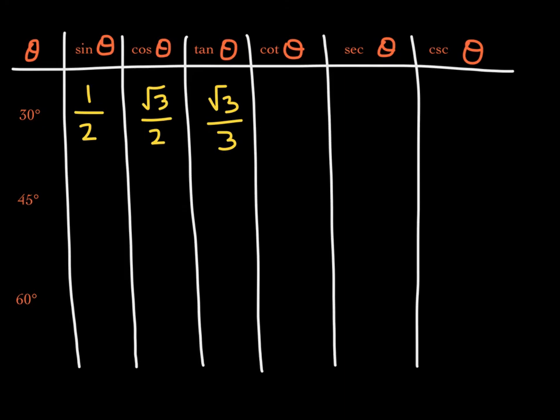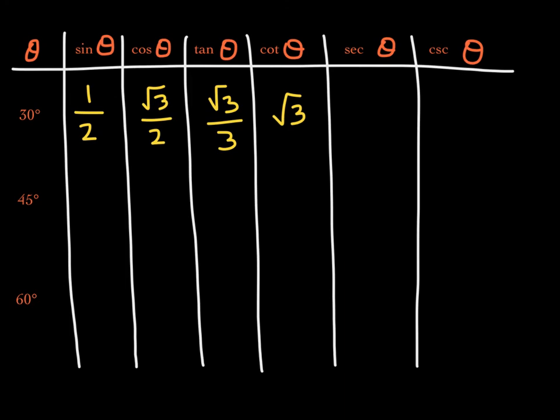Now, cotangent of theta, let's pretend we forgot what cotangent of 30 degrees is. Well, you have a reciprocal identity that says cotangent of 30 degrees is just the reciprocal of root 3 over 3. So if you flip that number over and rationalize, you'll get root 3.